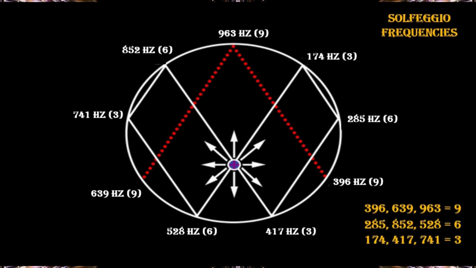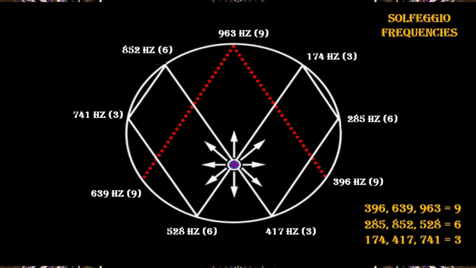Let's take a closer look. Every Solfeggio frequency, when reduced numerically by adding its digits, equals 3, 6, or 9. Like 396, for example, you add 3 plus 9 plus 6, which gives us 18, and then 18 is also reduced as 1 plus 8, which gives us 9.